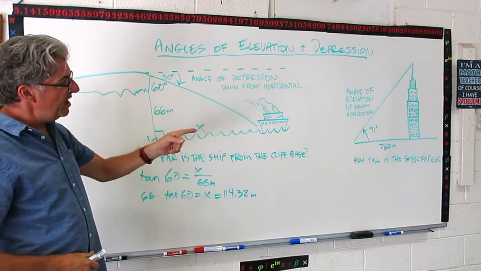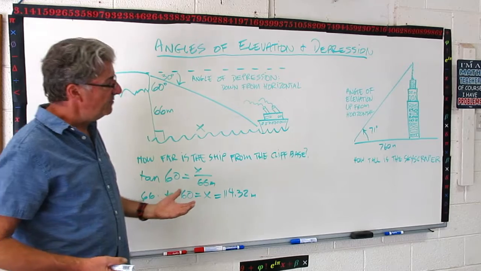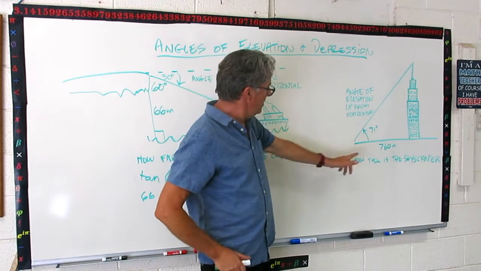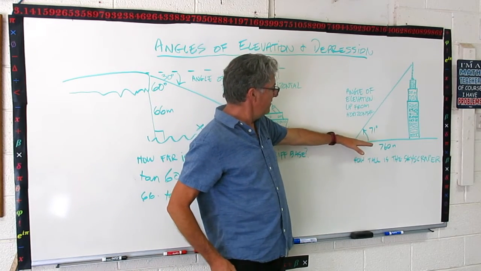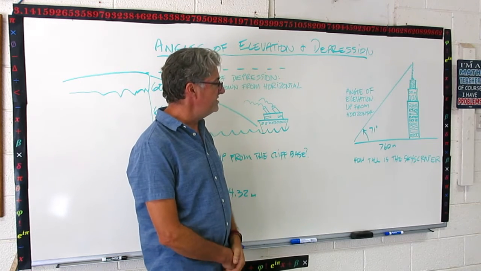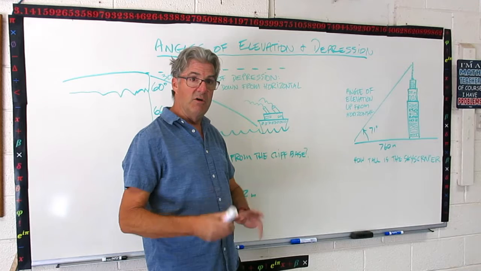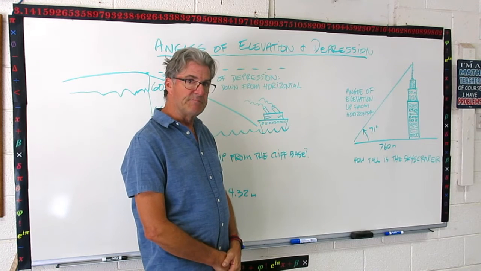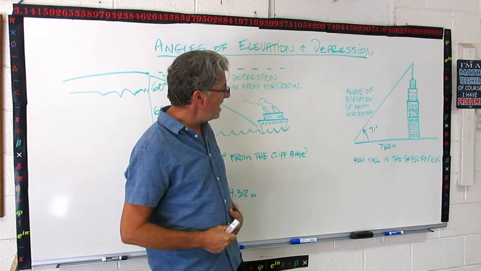Okay, now let's take a look at this other one, angle of elevation problem. Here we have our skyscraper, person on the ground here, angle of elevation is 71 degrees. They're asking us how tall is the skyscraper. So pause the video and see if you can crunch those numbers. Okay, let's see how you did.